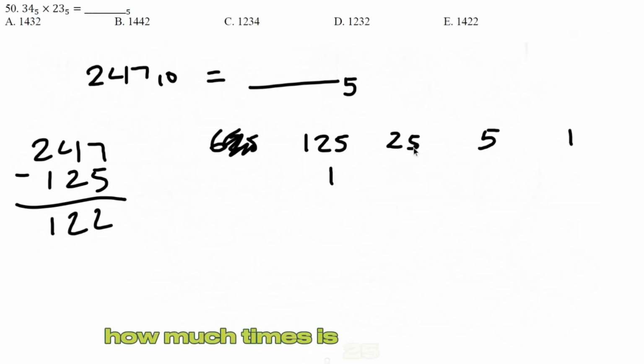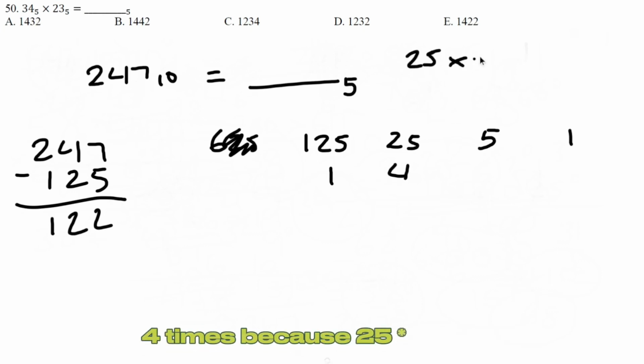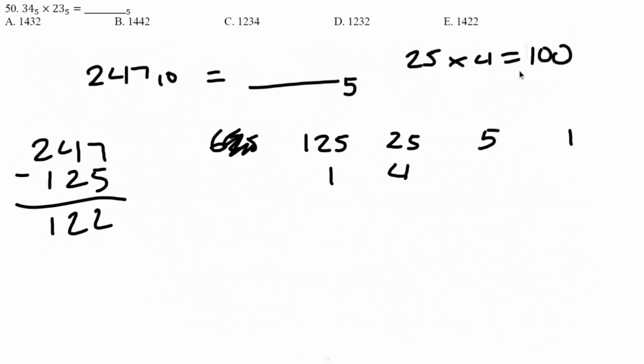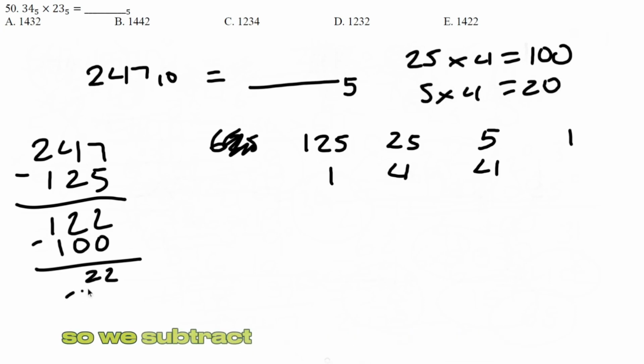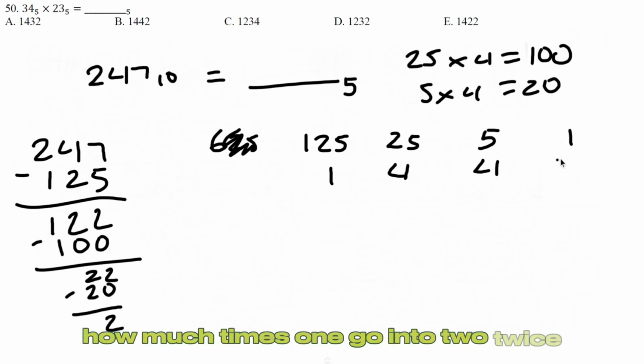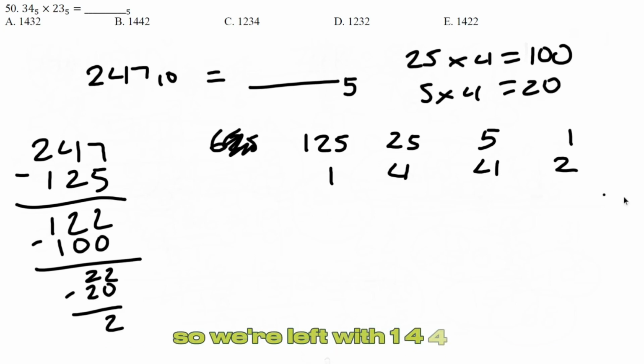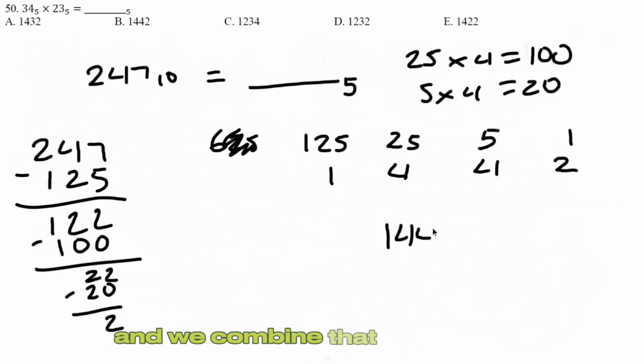Next, how many times does 25 go into 122? 4 times, because 25 times 4 equals 100. So we subtract 100, and we're left with 22. Next, how many times does 5 go into 22? 4, because 5 times 4 equals 20. So we subtract 20, and we're left with 2. How many times does 1 go into 2? Twice. And so we have 1, 4, 4, 2. We combine that to get 1442, and that's your answer.